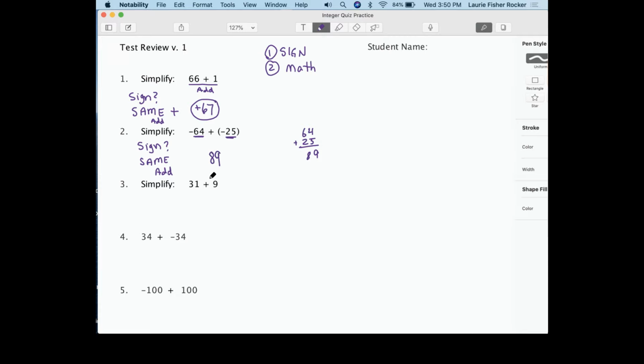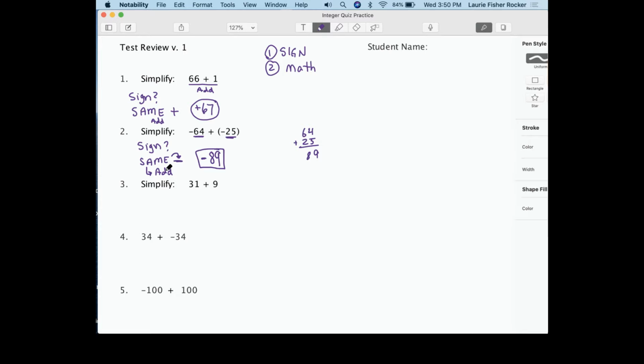So then I ask myself, okay, they were the same. What was the sign? Oh, it was minus. Sorry, not minus, negative. So it's going to be negative 89. Same sign tells me to add, and then same sign also, in this case, tells me that it's going to be negative. So it's going to be negative 89. And so that's the approach when we have these same signs.